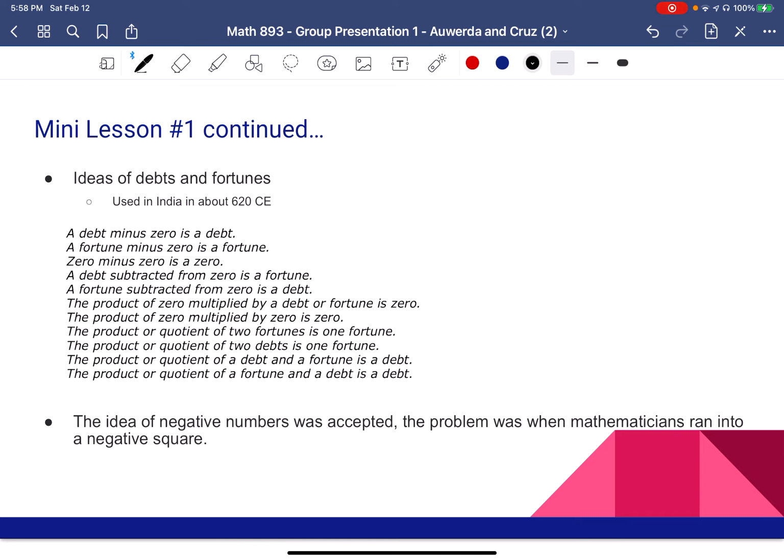The idea of negative numbers overall was accepted by people. The problem was when they ran into a negative square or a negative number in an equation. That was the only time where negative numbers became frustrating and confusing to deal with. The positive and negative symbols that are used today were invented by the Egyptians later on. But these were the early forms of negative number notation.